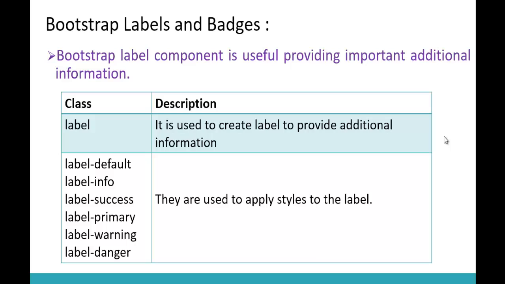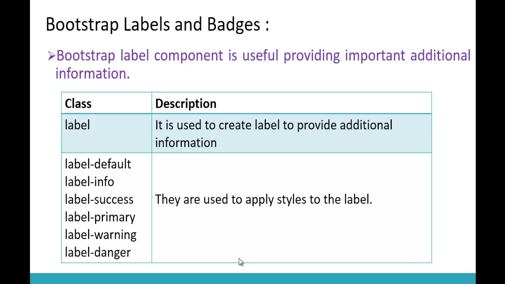In order to create a label, Bootstrap provides me a class. That class is called the label class, and here is the description for that. We have other classes as well. We have 6 classes here, which include label default, info, success, primary, warning and danger. These 6 classes are used to apply styles to the label, and we are going to make use of all of them when we create a label.